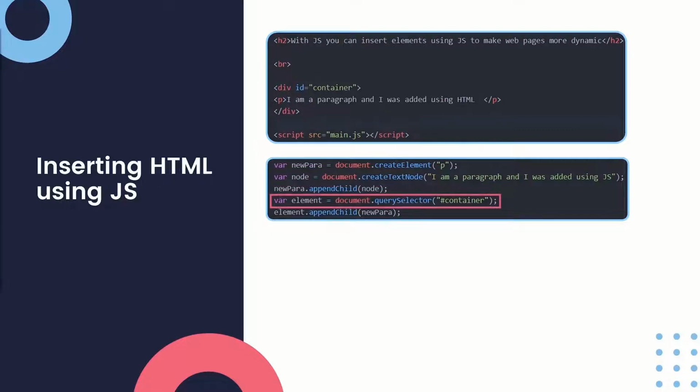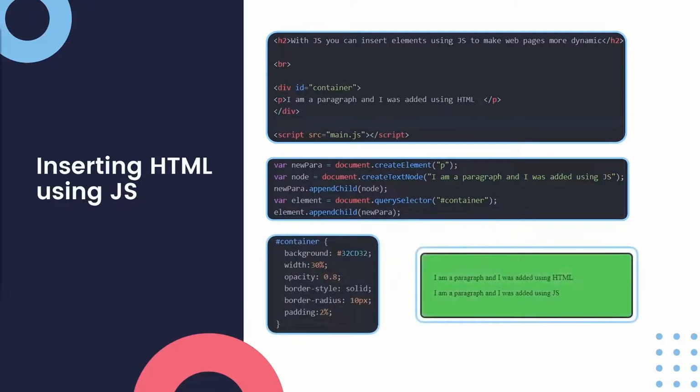In this line of code, essentially what's happening is we're creating a new variable and we are grabbing the container that already exists in our HTML code with an ID of container. And then we append the node that we just created, the new paragraph. We append that to the container that we just grabbed. And this is what our output looks like. What we see here is that we can distinguish between two paragraphs, one that was created using HTML and one that was created using JavaScript.